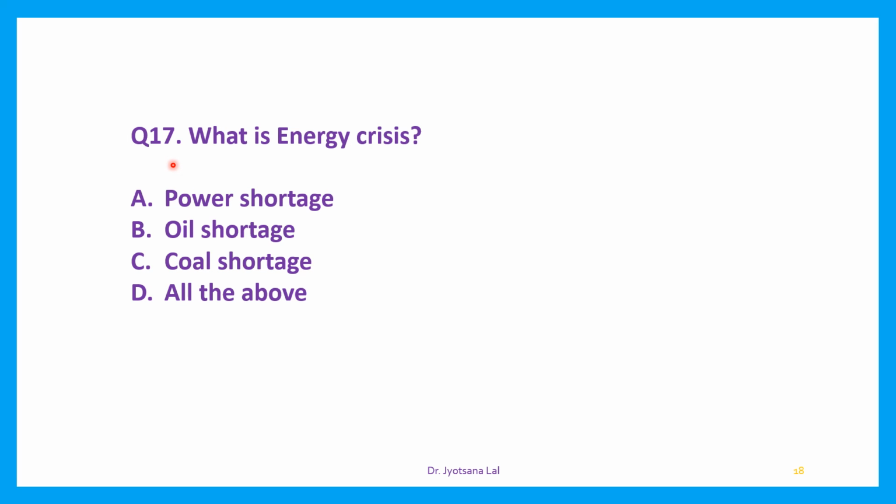Now look at question number 17. What is energy crisis? This is very important topic, crucial subject. Nowadays, whole world is suffering from energy crisis. So this energy crisis belongs to what? Power shortage, oil shortage, coal shortage, or all these above? Yes, the correct answer is option D, means all these are related to energy crisis. If there is shortage of power, if there is shortage of oil, or if there is shortage of coal, because all these are sources of energy. So correct answer is D.